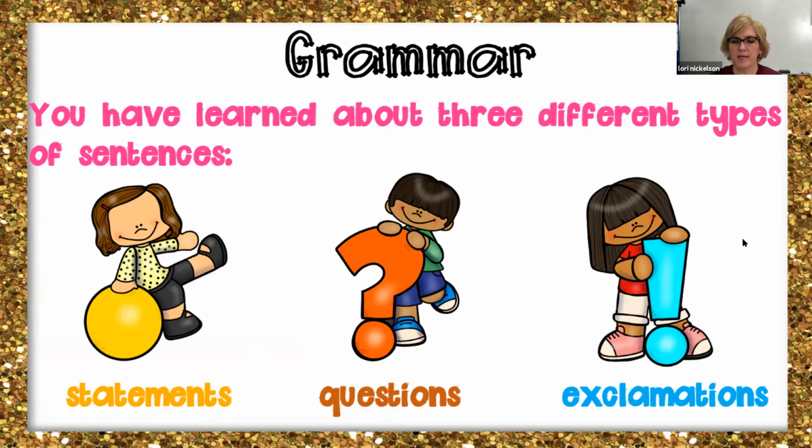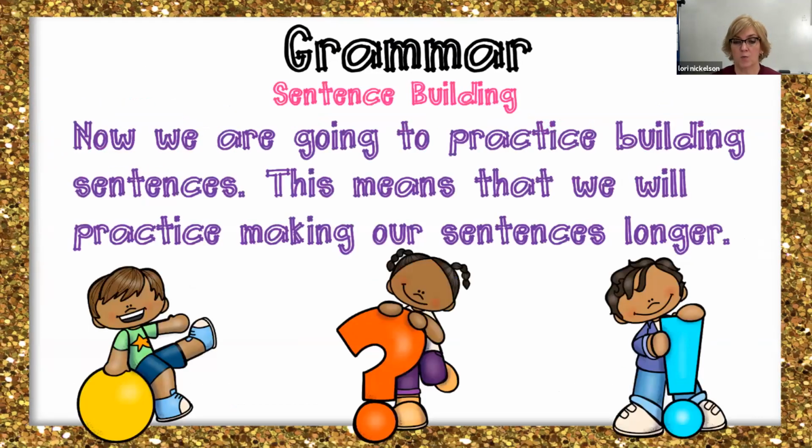You've learned about 3 types of sentences. We've learned about statements that end with a period. We've talked about sentences that ask questions and they end with a question mark. And then we have exclamations. That is an exciting sentence. So remember, with grammar, we're going to be building some sentences today. We're going to practice building these sentences. That means we will practice making our sentences longer.